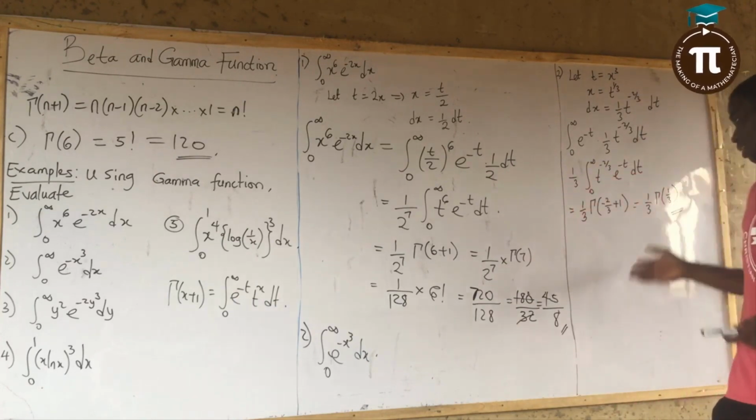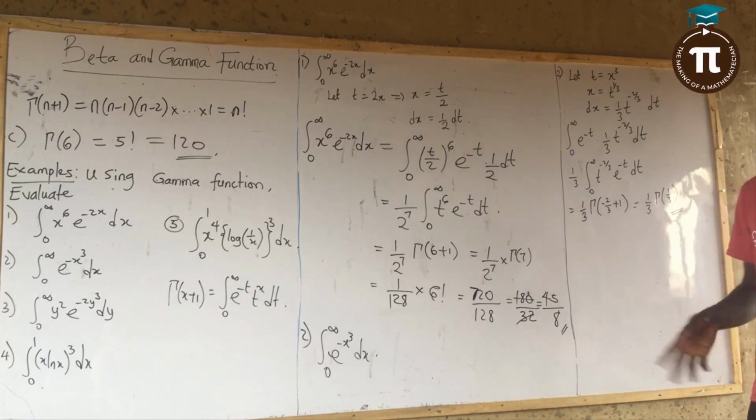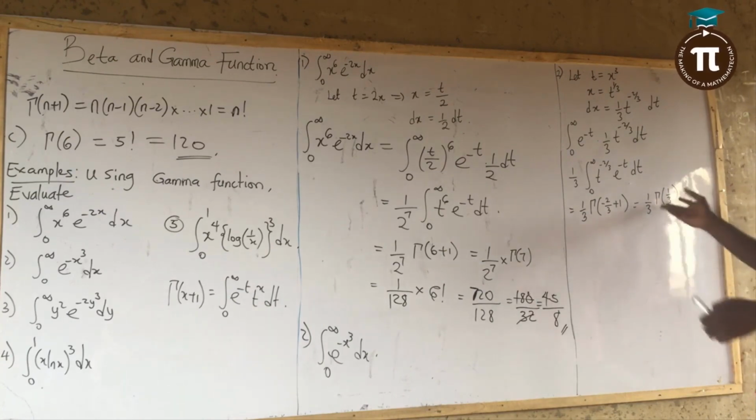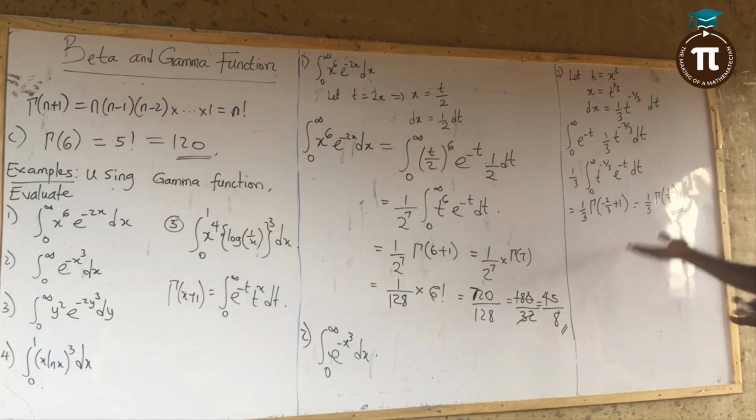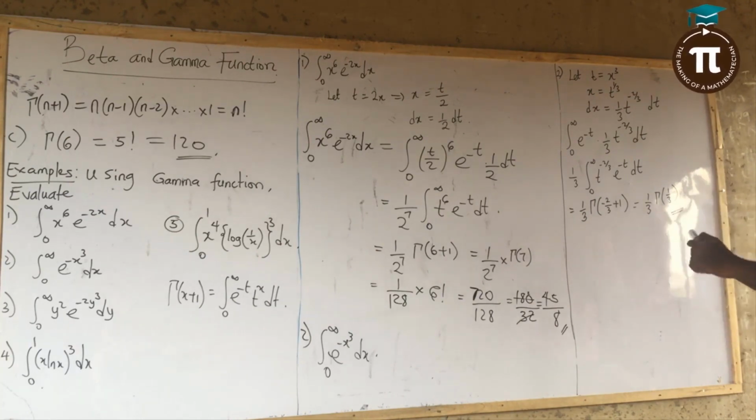We leave the answer like that because I have not told you what gamma of 1 over 3 is, and some other things, or a gamma of a fraction or a number that is not a positive integer. So this is the answer.